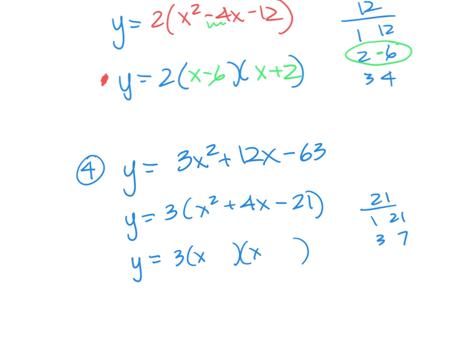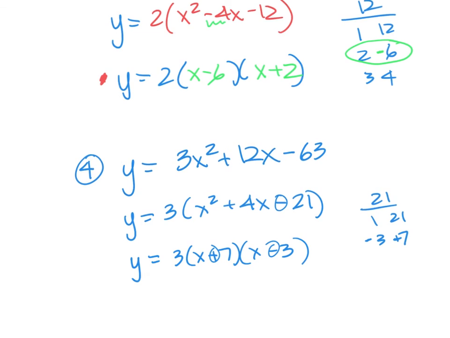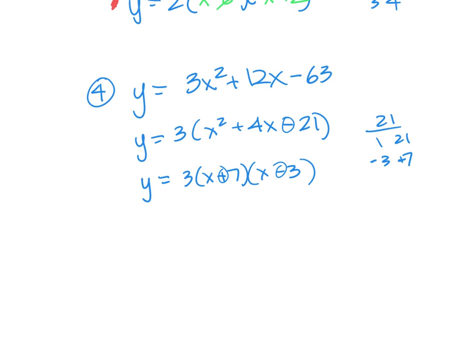1 and 21, can that get us to a 4 by adding or subtracting? 3 and a 7, yes, that could get a 4 by adding or subtracting. The 7 would have to be positive, and the 3 would be negative. So we have a plus 7 and a minus 3. Notice the plus and the minus. Notice that this is a minus right there. That's why we have that plus and that minus. That would be the intercept form.